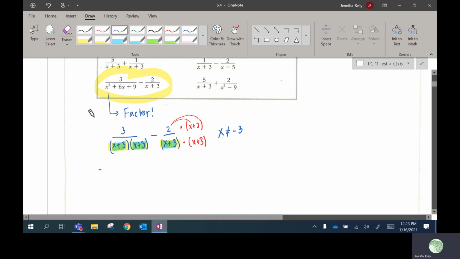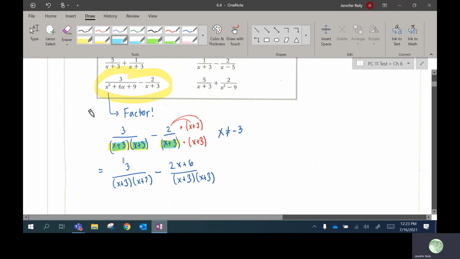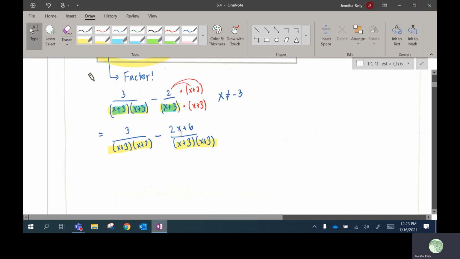Okay, so let's see what we've got. The first fraction stays the same. x plus 3, x plus 3. In the second fraction, expanding that 2 in, you would have 2x plus 6 over x plus 3, x plus 3. Okay, so now we see that the denominators are identical. And so we are free to subtract the numerators from each other.